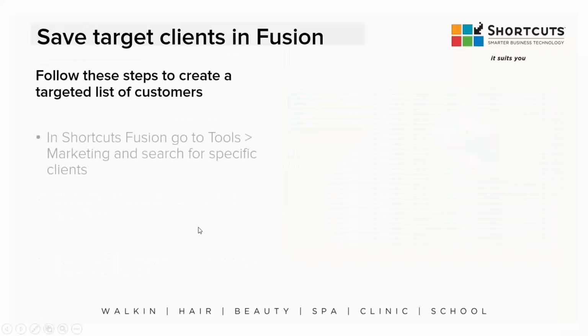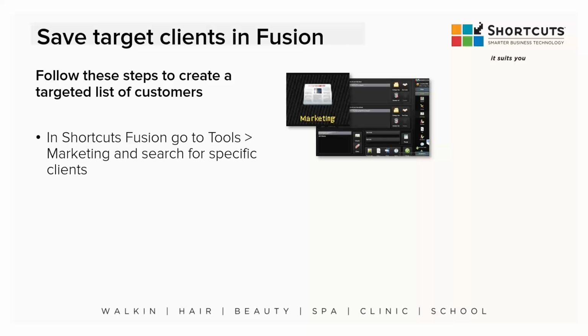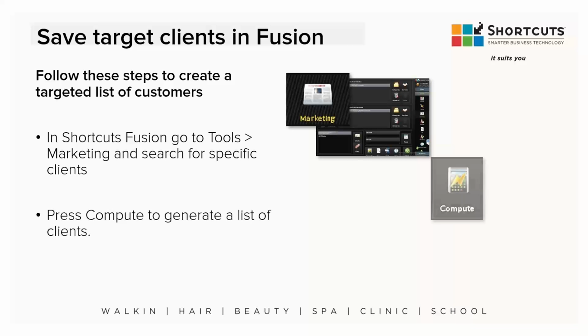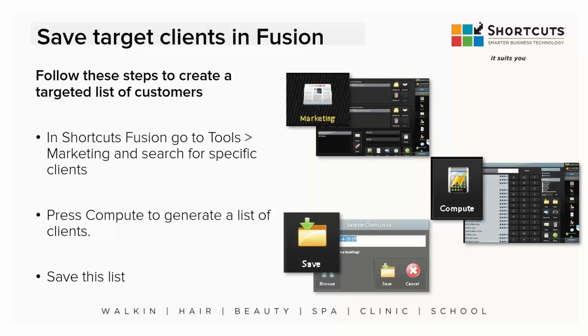When you want to target a specific group of customers, how do you do that? How do you find your clients? You do that on the main Shortcuts point of sale system. Under the Tools menu on the right side, you have a Marketing button. And in the Marketing button, you can filter for specific customers.